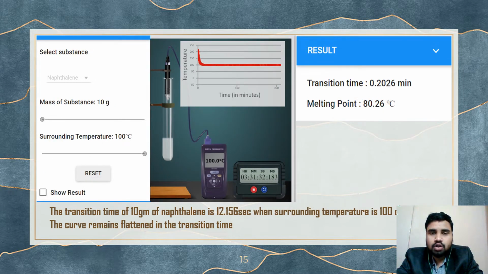This is the most peculiar observation I have taken till now, where the surrounding temperature of 100 degrees is above the melting point, 80.26 degrees centigrade. The transition time of 10 grams of naphthalene is 12.156 seconds when the surrounding temperature is 100 degrees centigrade. The curve remains flattened in the transition time. Here, the transition time is a point where the substance is in equilibrium, and I found out that the curve remains in equilibrium at 102.6 degrees centigrade.